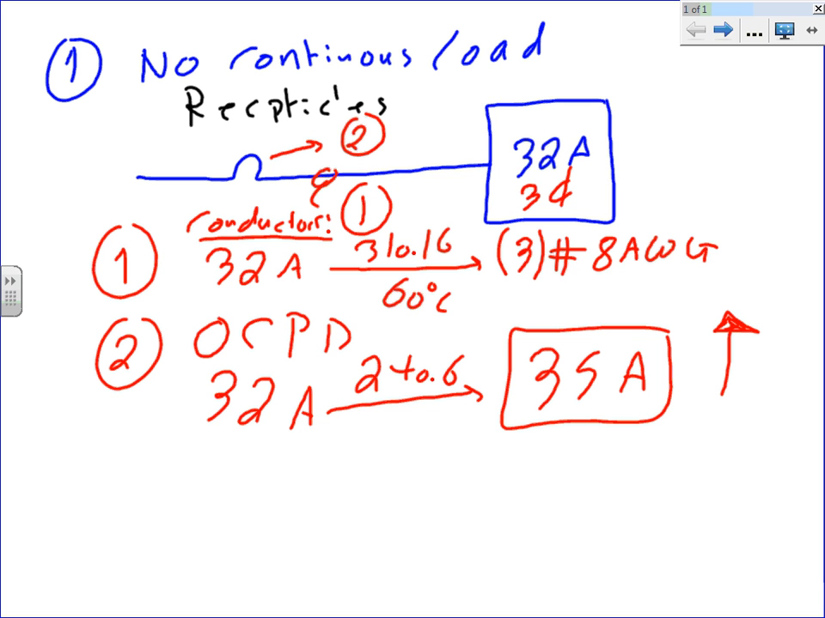If it's not a standard, we go up. Any questions? Straightforward. So if you have a branch circuit or a feeder in your building, a machine, non-continuous, that's how you size it. Non-continuous, directly based on the amps. Any question? So that's scenario number 1.